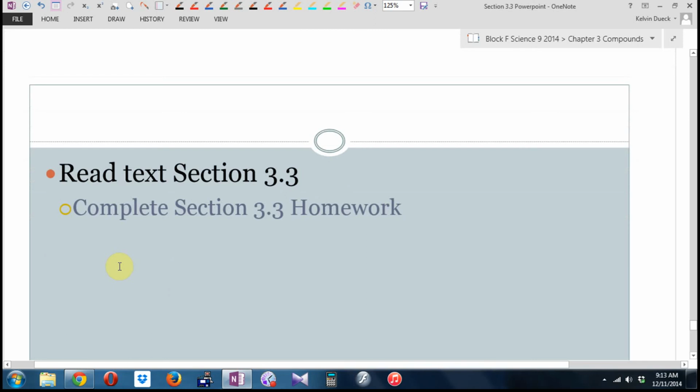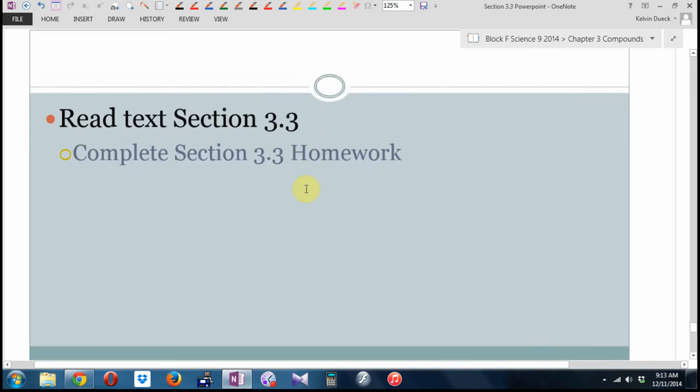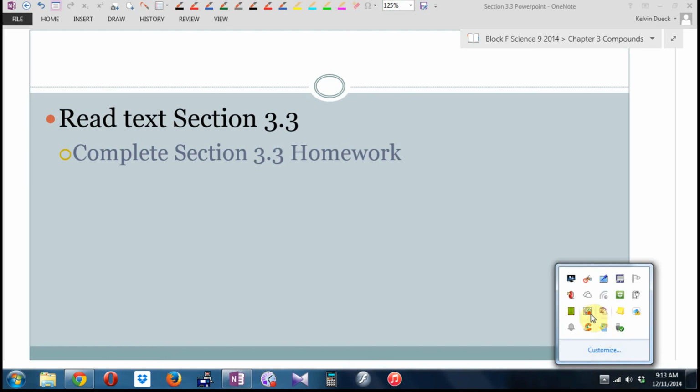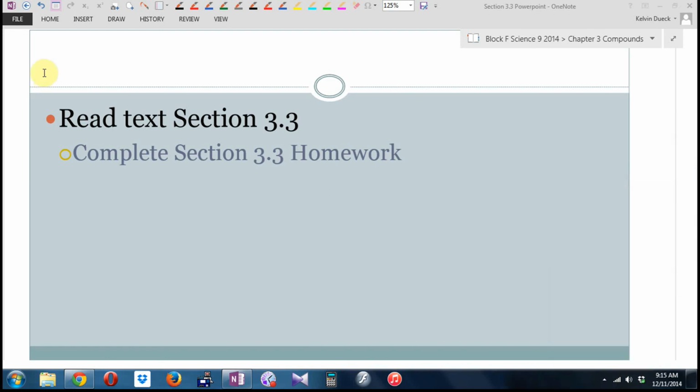If you want more information, or as you're studying, you might want to read the textbook section 3.3. But what are we going to work on right now? I have a couple of things. First of all, I have section 3.3 homework. This is on physical and chemical changes. It'll take you probably about 15 minutes. Not very long. So the first part of your homework, and by the way, you're not going to hand this in tomorrow. Hand this in the day of the test. Hang on to this to study from.